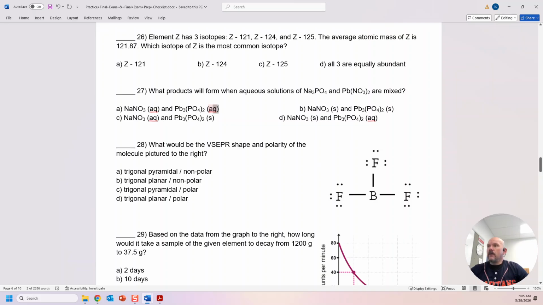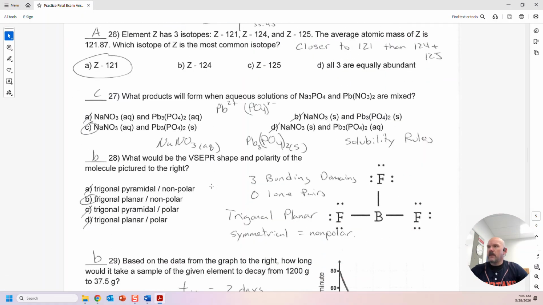And we know that it's going to be the lead phosphate if we look at our solubility rules. Again, you have them on the back of your periodic table. We know that's going to precipitate, so that's not going to be aqueous. So choice C should be the correct answer there. Okay, so the lead 2 phosphate is going to precipitate, so it'll be a solid, and the sodium nitrate will stay dissolved. It'll be aqueous, right?